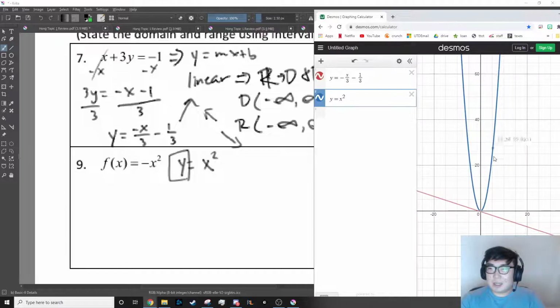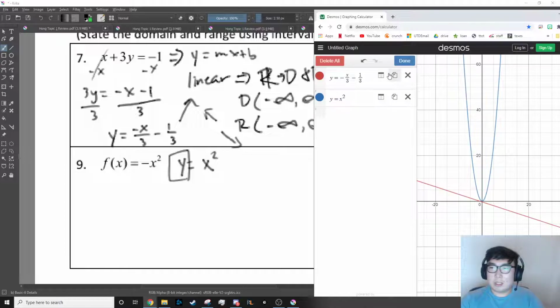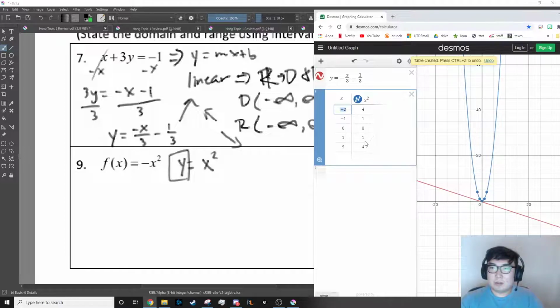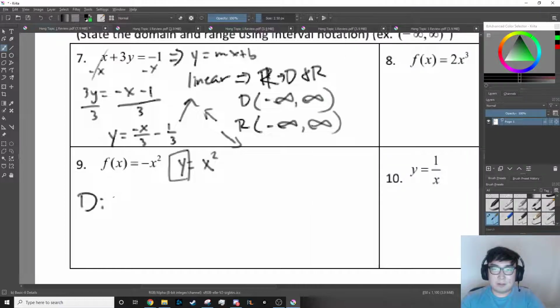And I know that this graph can go. I can make a table. And let's say, for example, I want my x to be like a big number, or a small number, I guess, a negative number. I know that there's going to be a y value. So I know that my domain can be infinitely big and it can be infinitely small. So my domain is still going to be all real numbers, which is negative infinity to infinity.